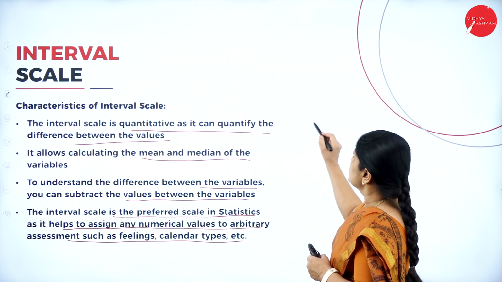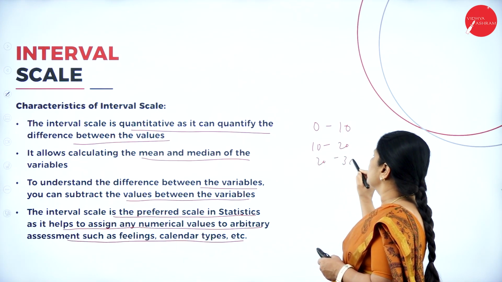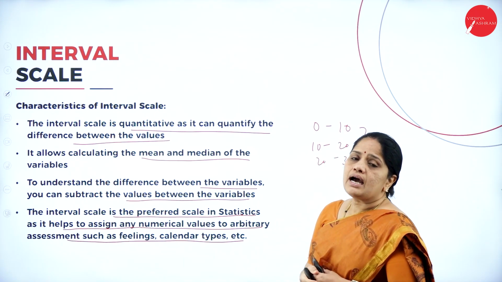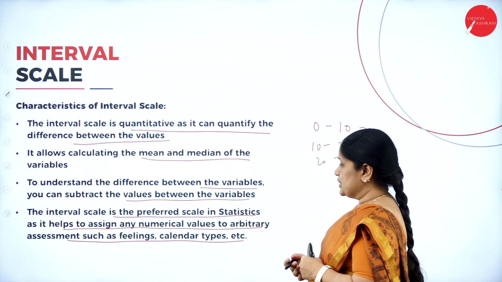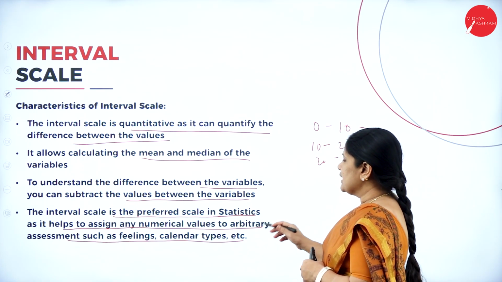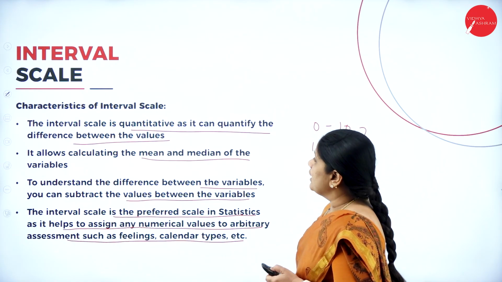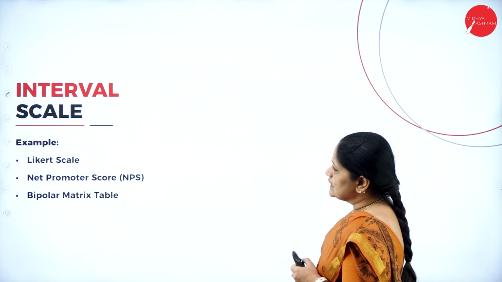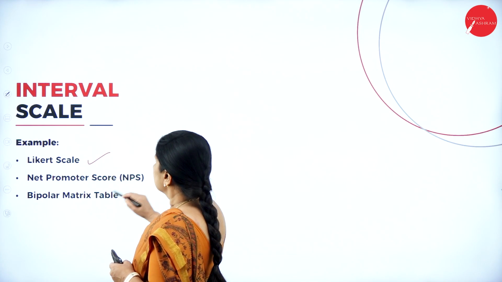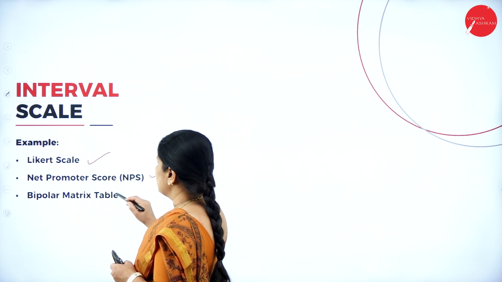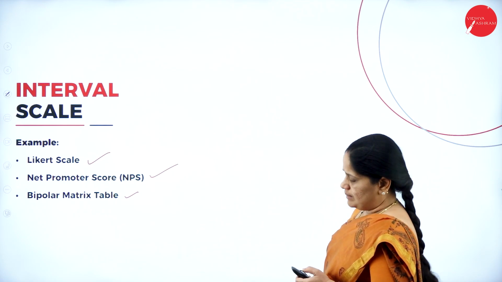So, we have the class intervals 0 to 10, 10 to 20, 20 to 30. These kinds of interval scales are mostly used in statistics to assess the frequency distribution, and they assign numerical values to arbitrary assessments such as feelings, calendar types, etc. Then, the examples of the interval scale: the first one is the Likert scale, the second one is the NPS, the Net Promoter Score, and the third one is the bipolar matrix table.